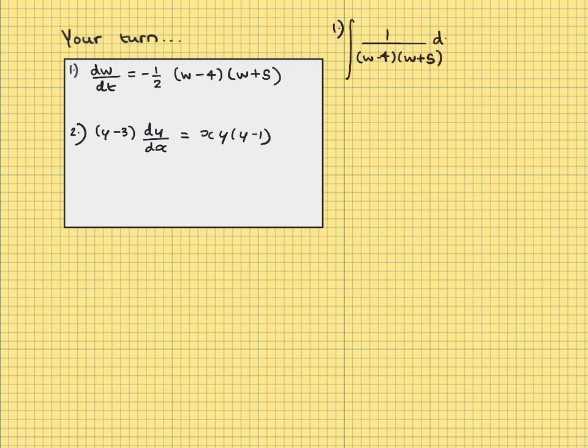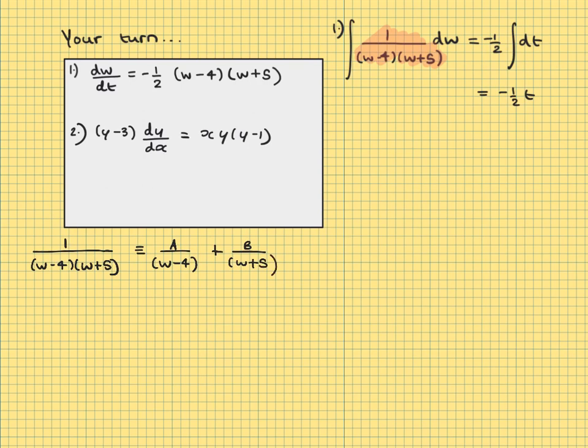So the left hand side looks like this, the right hand side looks like this. Now the right hand side is obviously going to integrate very easily to give me negative a half t, but what I have to do is apply a partial fraction decomposition to the left hand side over here. So let's say 1 over (w minus 4)(w plus 5) is equivalent to a over w minus 4 plus b over w plus 5.